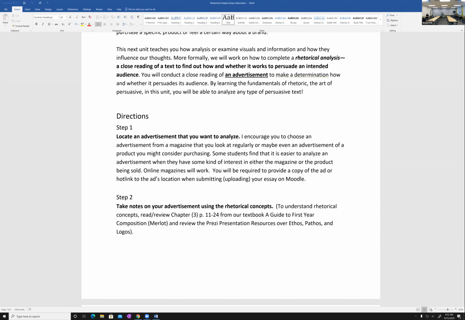Now, if you choose to go with a print copy, the easiest way for you to provide me with a photo is take a picture with your phone and then upload the file with your essay. Pay attention to the sourcing. This is very important from day one.